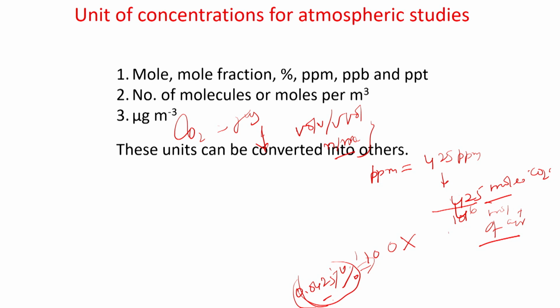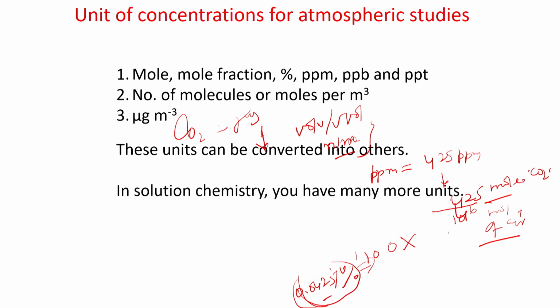ppb means parts per billion, similar to parts per million. In the denominator there will be actually 10 to the power 12, and then ppt means parts per thousand. Then you can also report number of molecules or moles per meter cube. This is very important for the atmospheric kinetics. Actually, when we say reaction kinetics, this kind of things are important. And then particulate matter or air pollutant concentration, they are usually reported in microgram per cubic meter, and then they can be converted into one another.